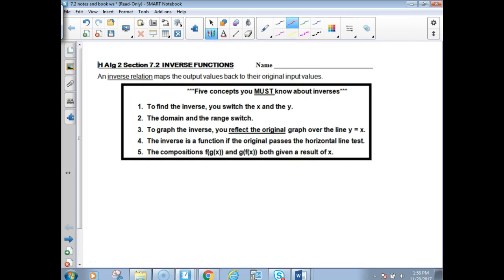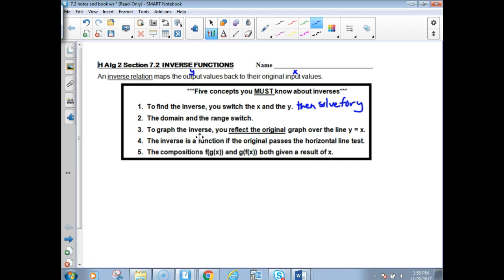All right. So anyway, we're doing inverse functions. An inverse relationship matches the output values, which are y's, back to the original input values, which are x's. To find the inverse, you switch x and y, and then you solve for y. The domain and the range will switch. These are the things you must know about them.